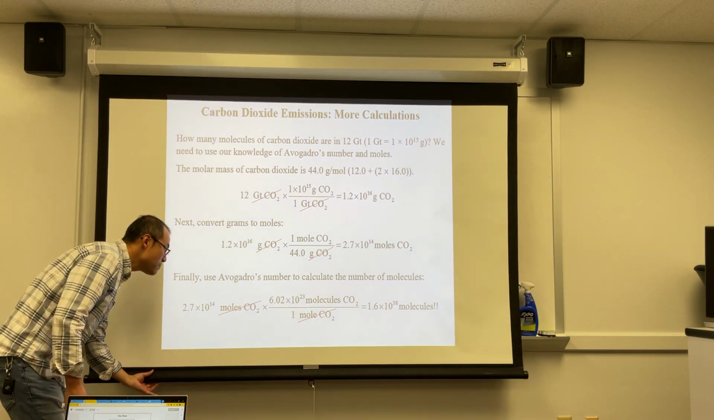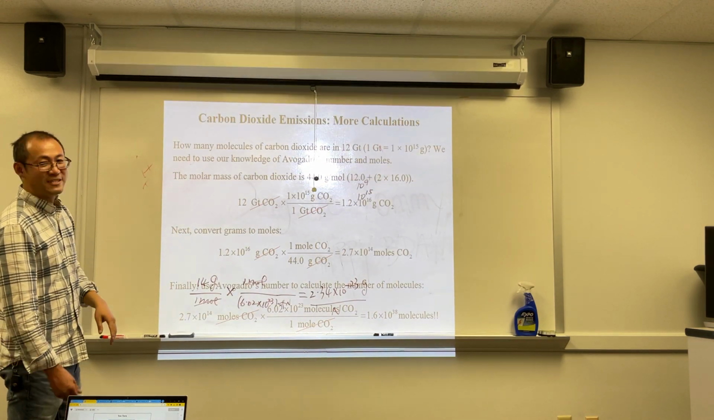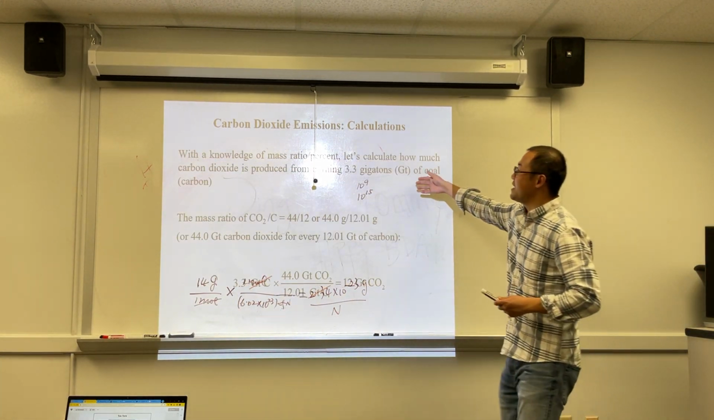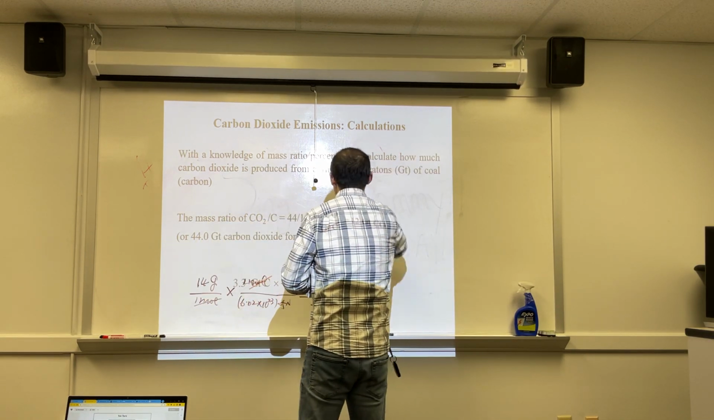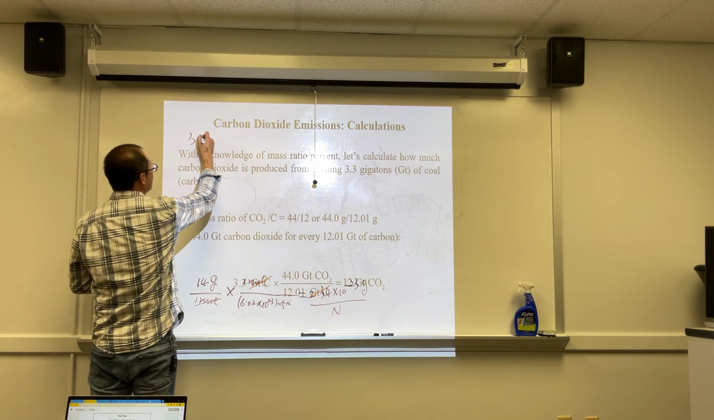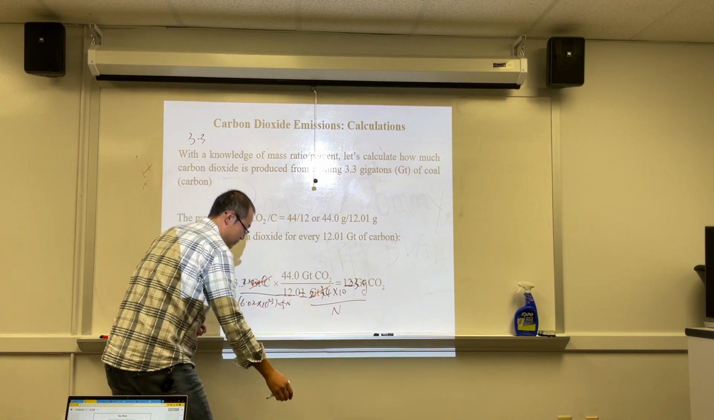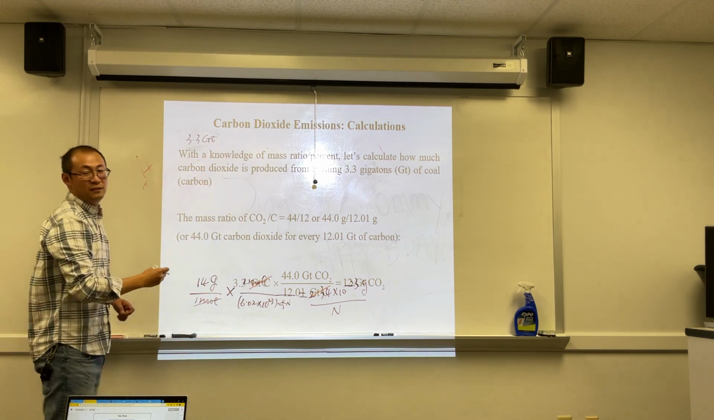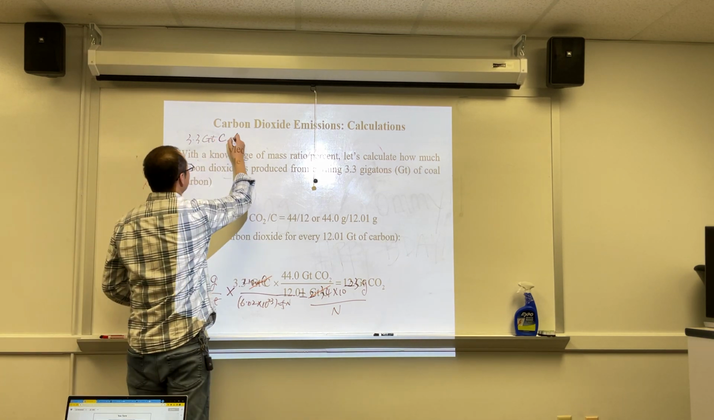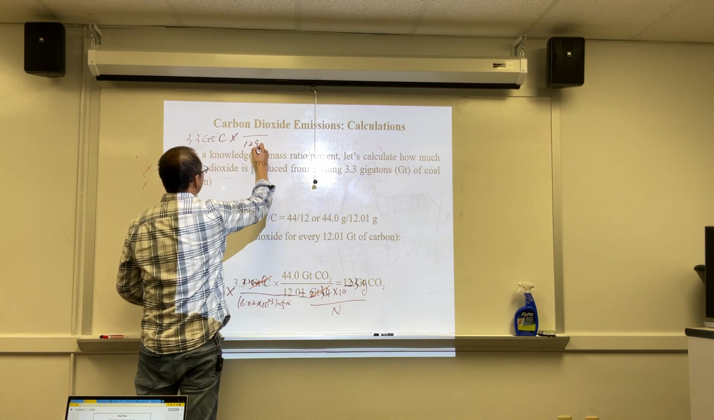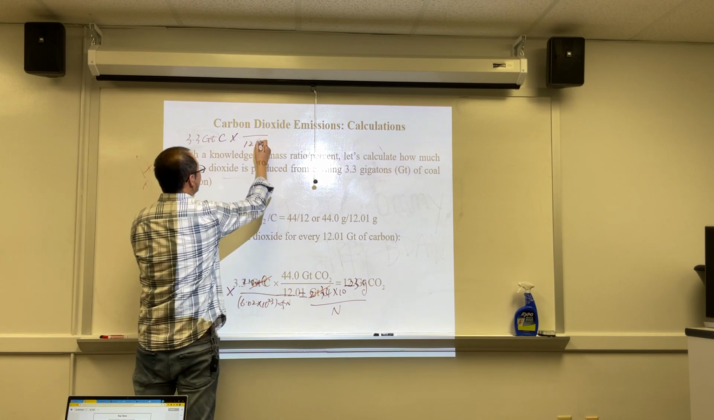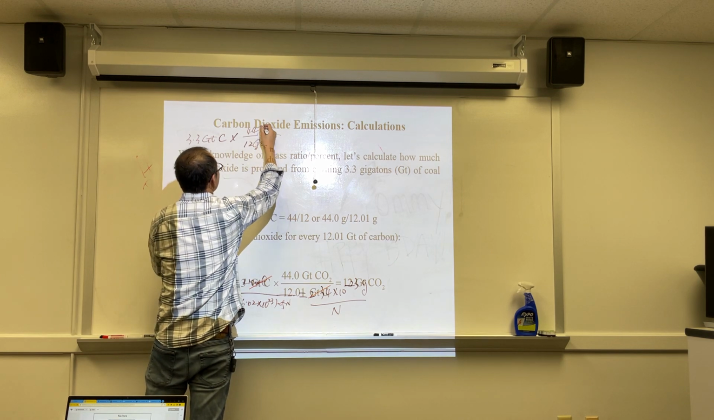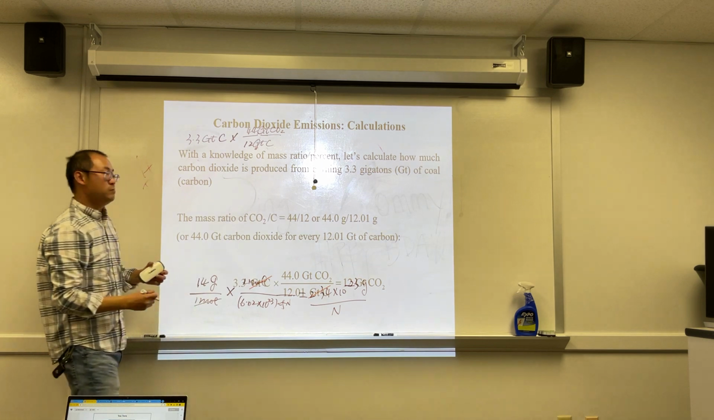Now, let me show you on the board. How can I put all four steps together? Let me show you how amazing the canceling factor is. We started here, right? 3.3 gigaton of what? Carbon, is that right? Times 12 gigaton of carbon over what? 44 gigaton of what? CO2. Is that right?